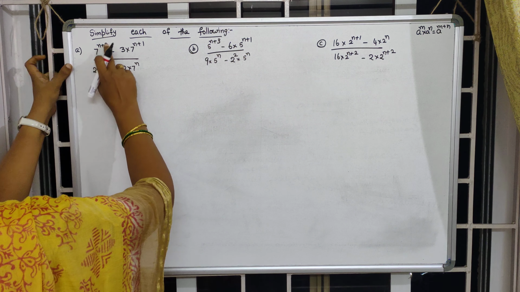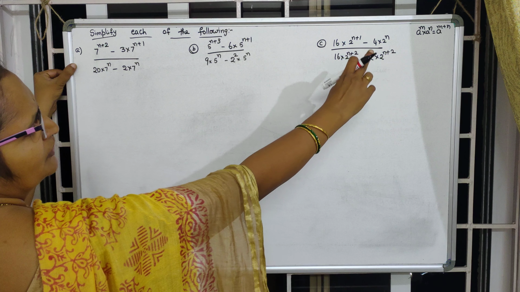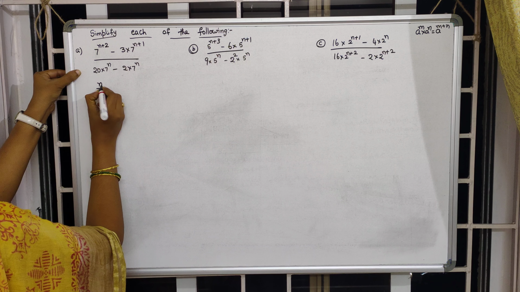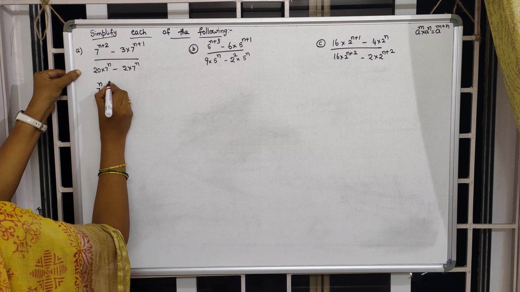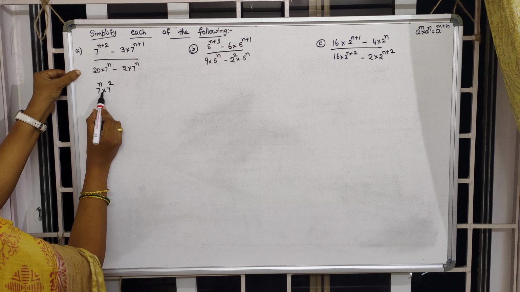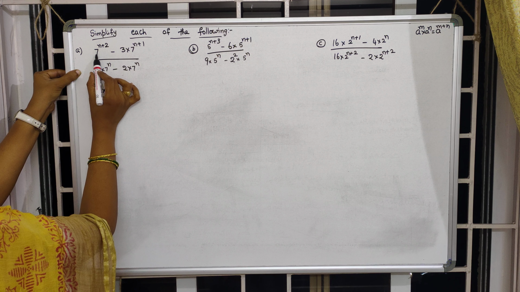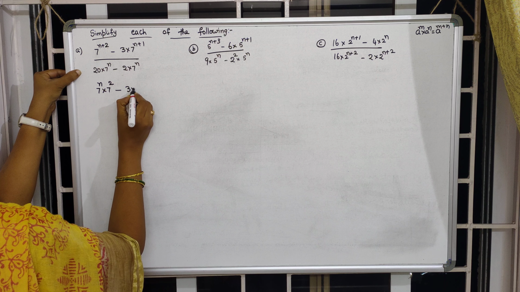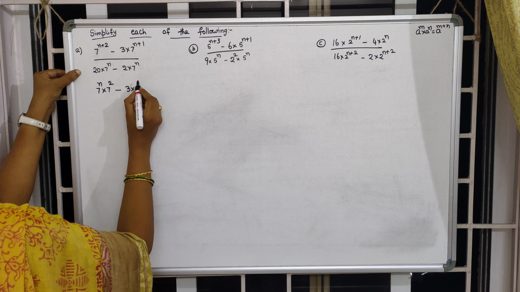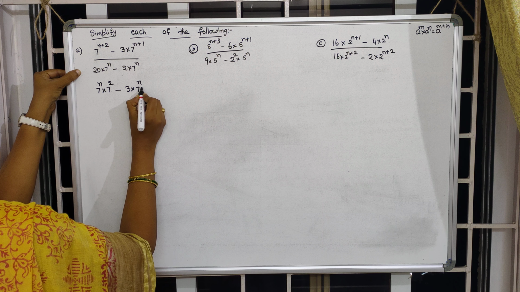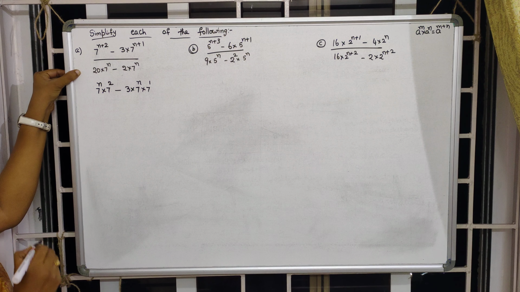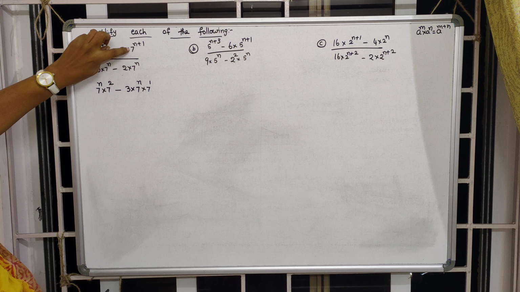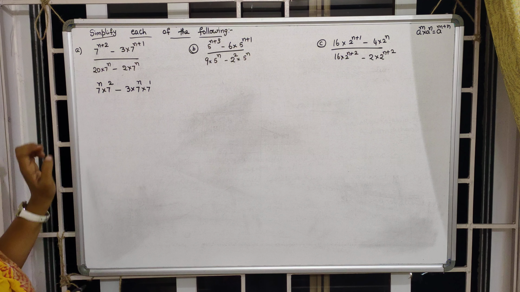So what am I going to do? This one I am converting in the form of a to the power m times a to the power n. How do I do that? 7 to the power n times 7 to the power 2. Look here, a to the power m times a to the power n equals a to the power m plus n. Clear? Minus 3 times 7 to the power, this one also I am writing in the same manner, 7 to the power n times 7 to the power 1. Again check it out: a to the power m times a to the power n equals a to the power m plus n. Clear?